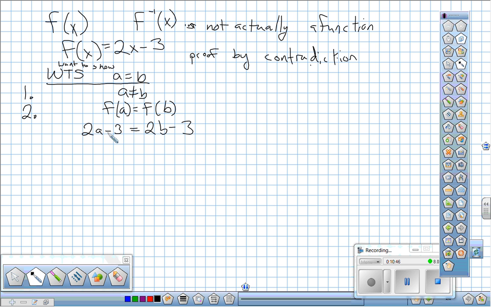I'm going to add 3. I need to solve these things. Plus 3, but those both add to 0, so then I have 2A equals 2B. If I were solving for one of these variables, I would divide by 2. That will multiply to 1. And then I get A equals B. This was a contradiction from what I just said. And so what I would write then to show that it's a contradiction is 2 arrows pointing towards each other, which in math means contradiction.